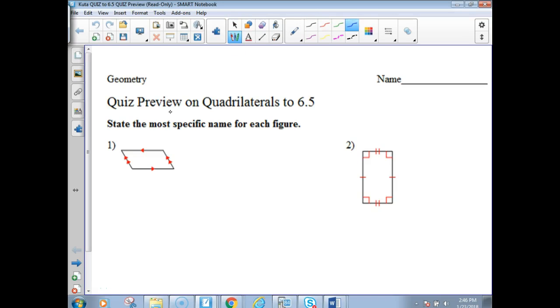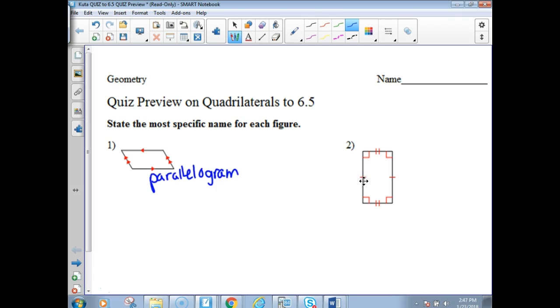Okay, preview for quadrilateral 6-5. What's the most specific name for this figure? This one doesn't have right angles in the corners. And it is also a quadrilateral, okay? But the most specific we can say is the parallelogram.